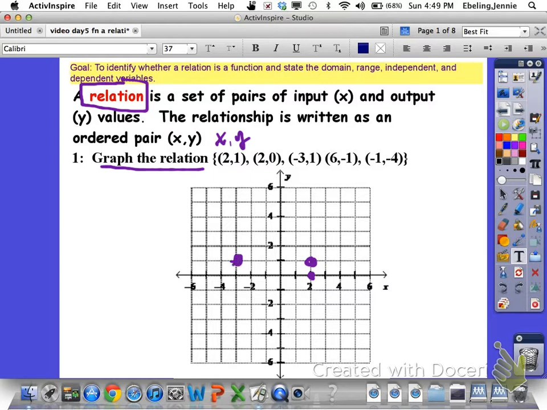And 6, negative 1. And negative 1, negative 4. So we have a bunch of ordered pairs on this graph, and that's a relation. Just a bunch of ordered pairs is a relation.